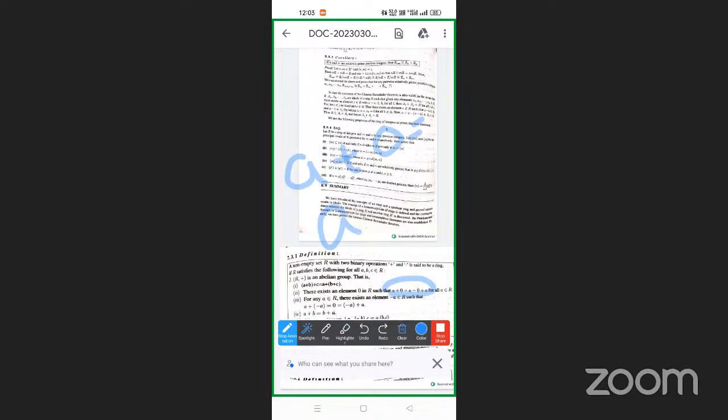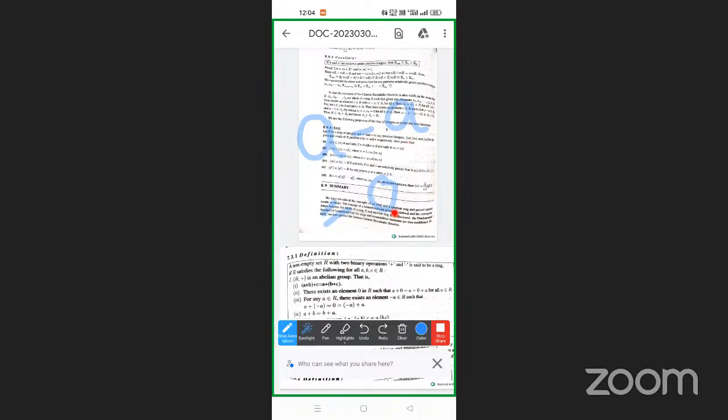Next, the fourth condition is inverse. For every a belongs to R, there exists an element minus a belongs to R such that a + (-a) equals 0, which equals (-a) + a. So this is the inverse condition. The inverse of a is minus a, and the inverse of minus a is a with respect to addition.